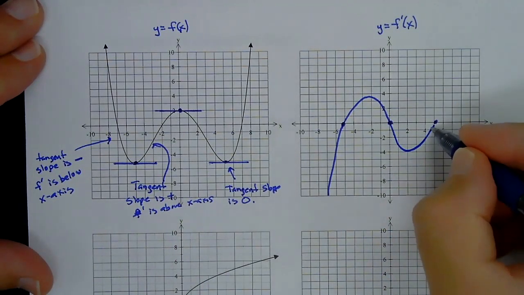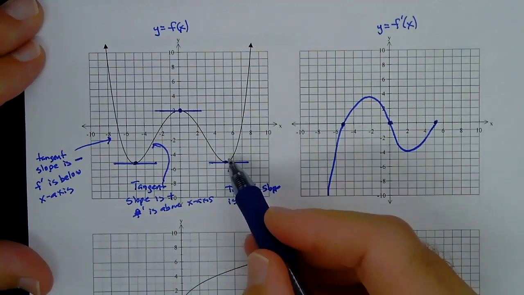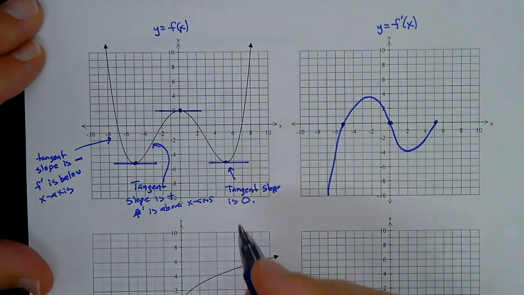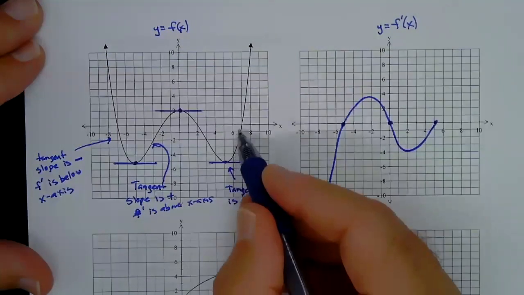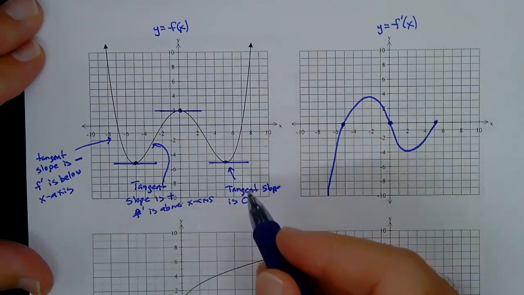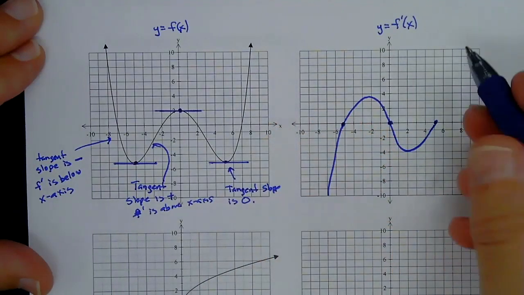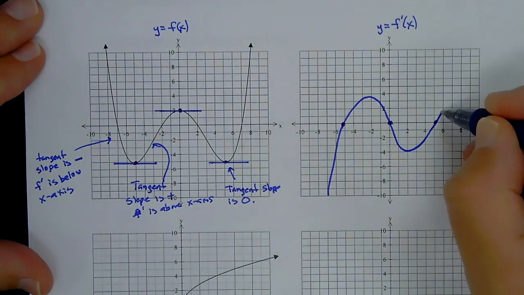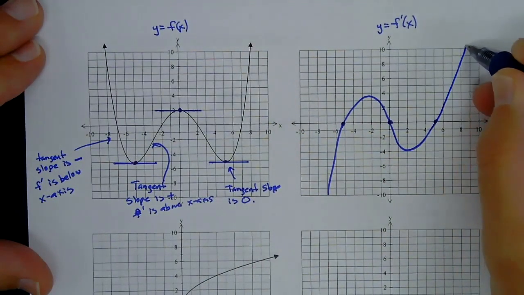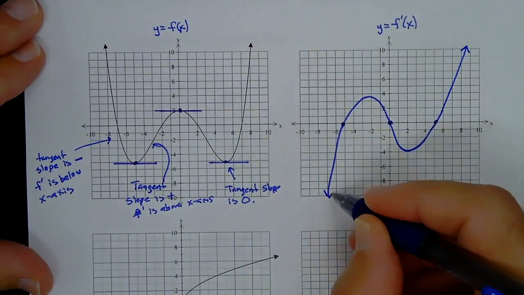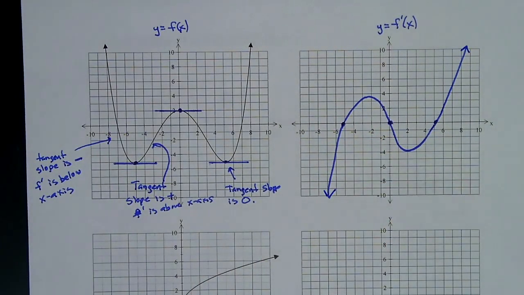Okay, so it's going to come up like this. And then from here, from this x value just a little bit to the right of 5, all the tangent slopes are positive, which means now my graph of f prime would have to be above the x-axis. And so this part would have to be above like this. So it would look something like this.